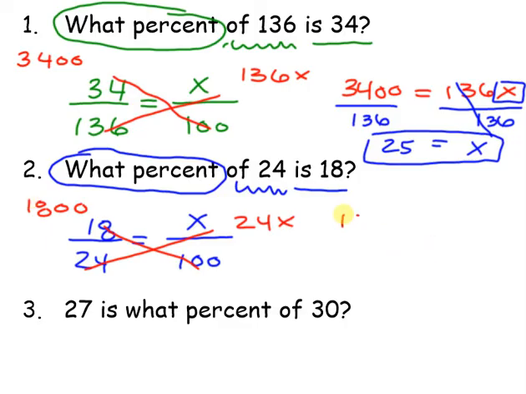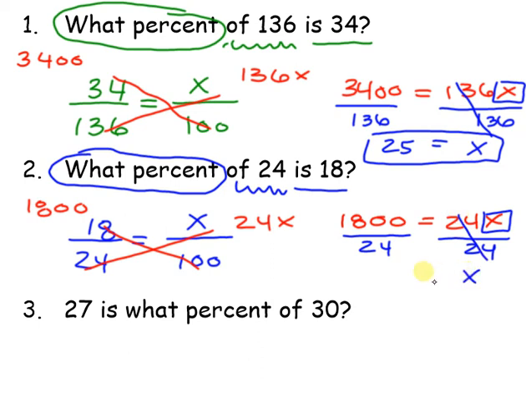Set them equal to each other. 1,800 equals 24x. Box your variable. Divide by the coefficient attached to it, which is 24. These guys cancel out, and you're left with x equals. When you do 1,800 divided by 24, your answer is going to be 75. So what does that mean in terms of the problem? Well, 24 questions on a test, you get 18 right, you have a 75%. Much better.